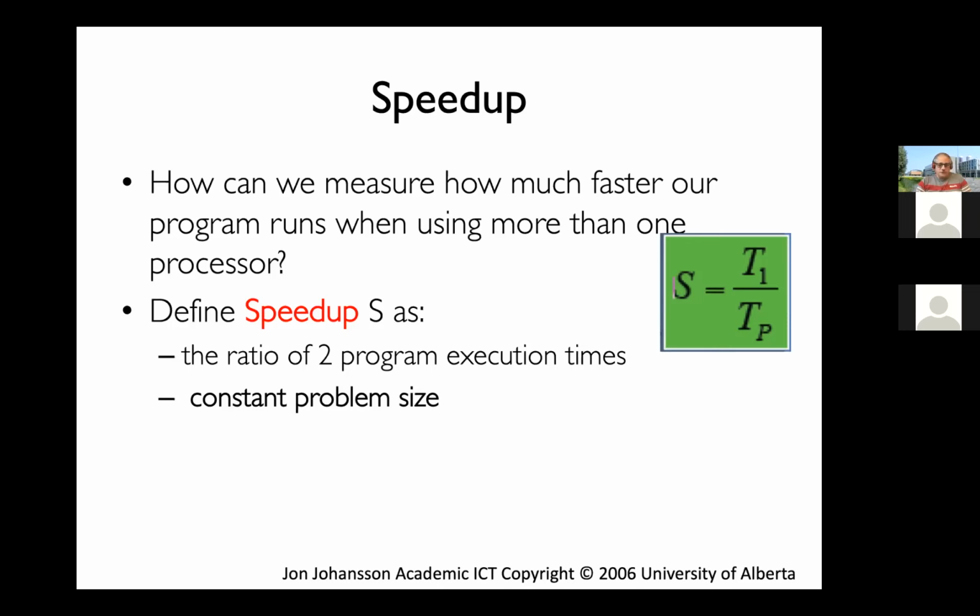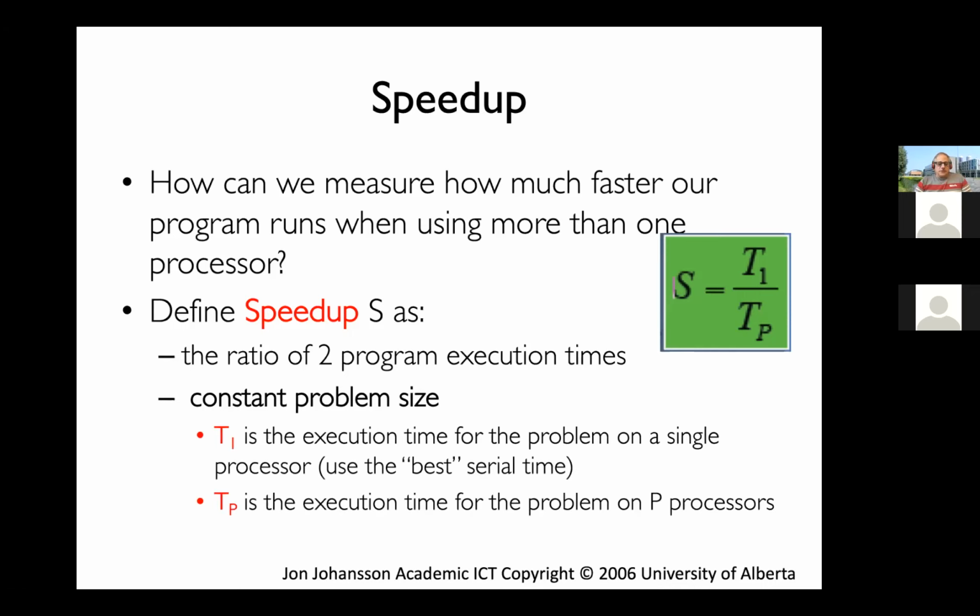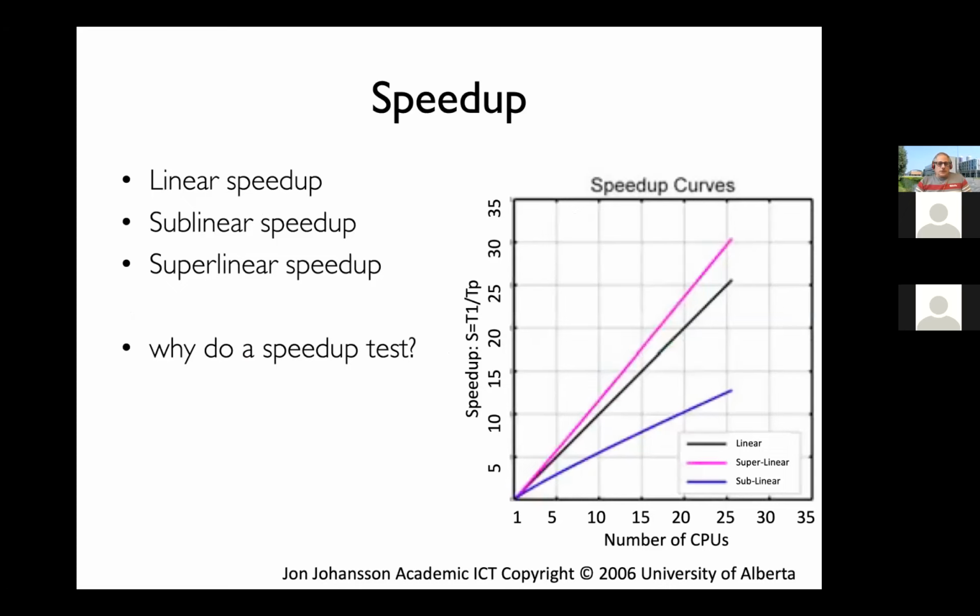We should not give 2 different sizes of the problem. But this is only one side of the story. So what can we get? We can get this type of speed ups. That means the most logical one is the black line you see here. And that's what you expect.